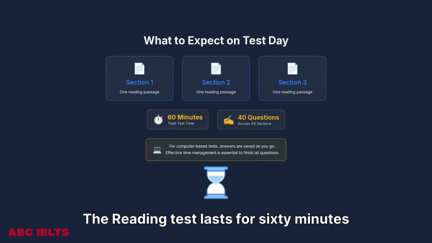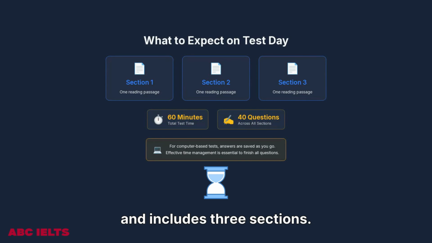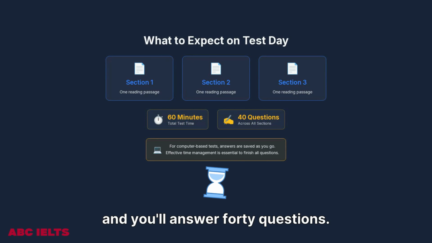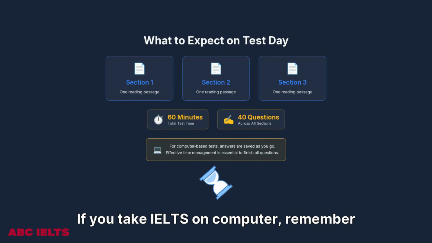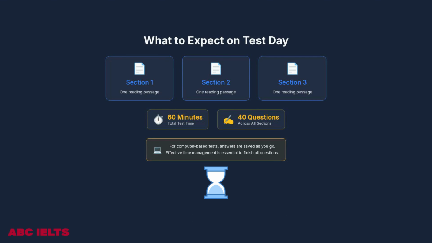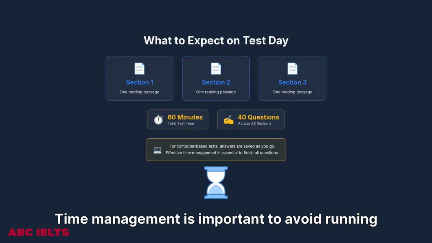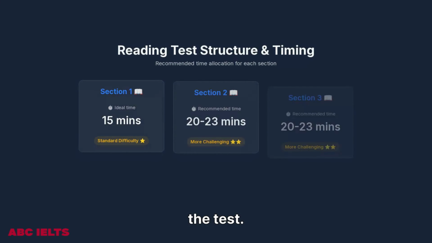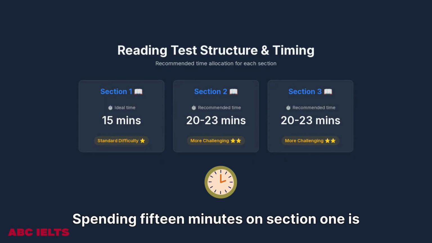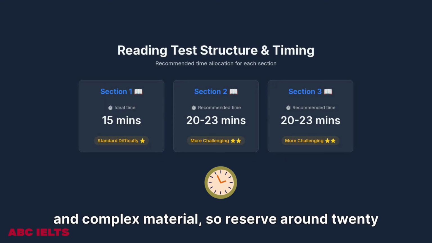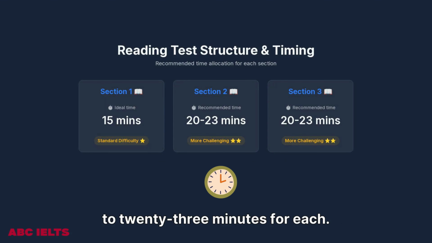The reading test lasts for 60 minutes and includes 3 sections. Each section has a different reading passage, and you'll answer 40 questions. If you take IELTS on computer, remember there is no additional time given, as your answers are saved as you move through the test. Time management is important to avoid running out of time at the end. There is 1 reading per section of the test. Spending 15 minutes on Section 1 is ideal. Sections 2 and 3 present more challenging and complex material, so reserve around 20 to 23 minutes for each.